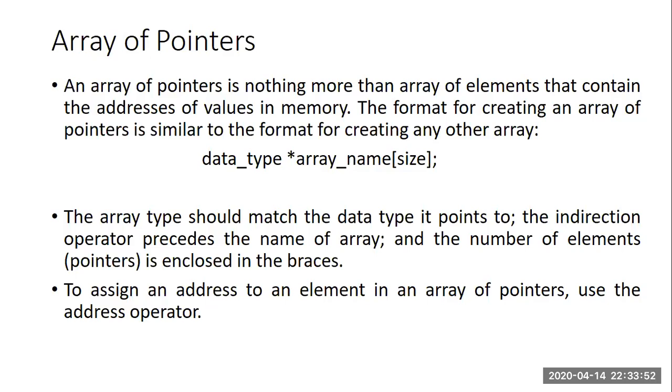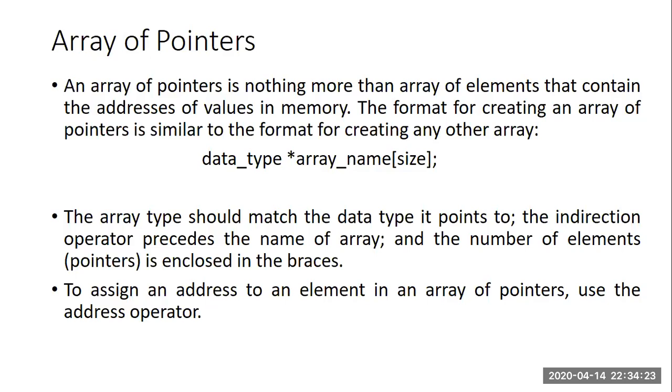Specifically, I am going to declare an array of pointers in this way: int star ARR size 5. It means ARR is an array of size 5. Because it is an array of pointers, each and every index will behave like a pointer variable. Which type of pointer variable? Integer type. That means each and every index can store the address of another integer variable, because I declared it as int star ARR.